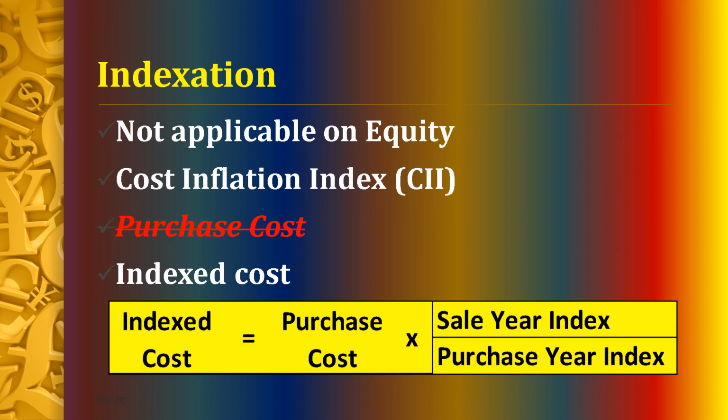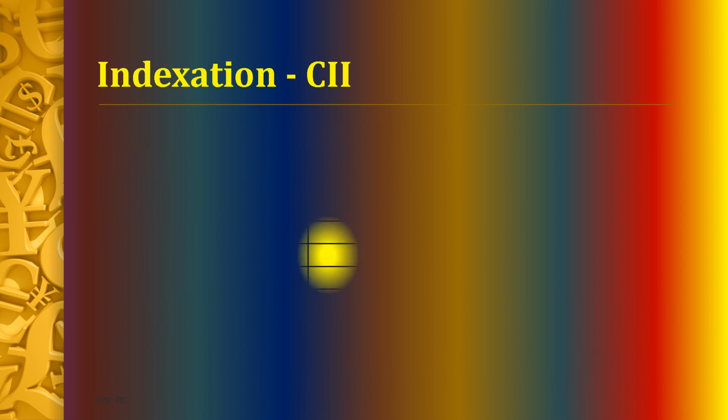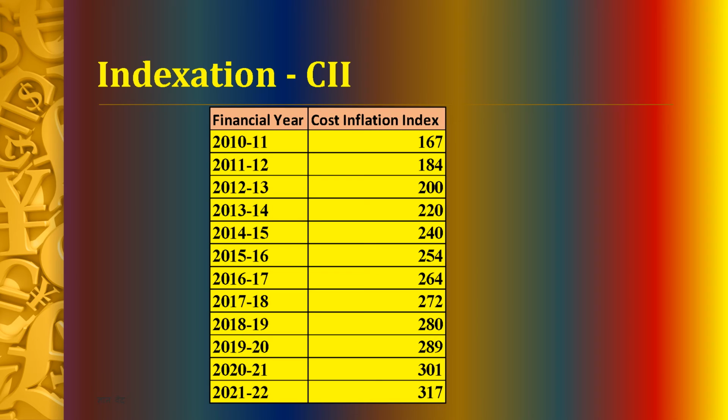How is the indexed cost calculated? There is a simple formula. You take the price at which you purchased, multiplied by the CII index price when you sold these units, divided by the index price when you purchased it. You will get some advantage only in this one. How will we get it? Before that, let's understand how the CII is structured. We have taken an example of the last few years. If you want the CII values before that, you can visit the income tax portal and get these values. We have just taken the last 10-12 years of values. You can see every year this value increases by a certain factor.